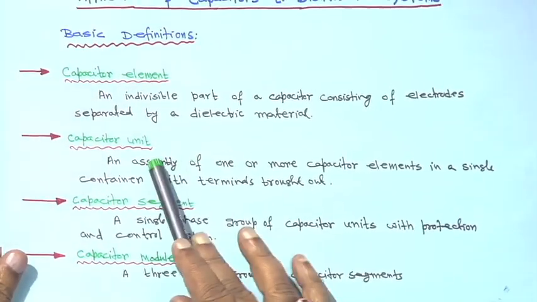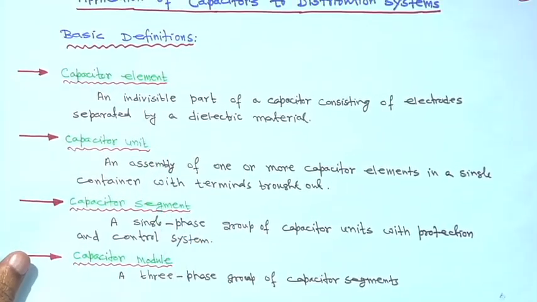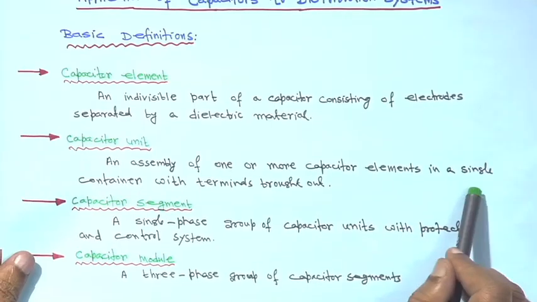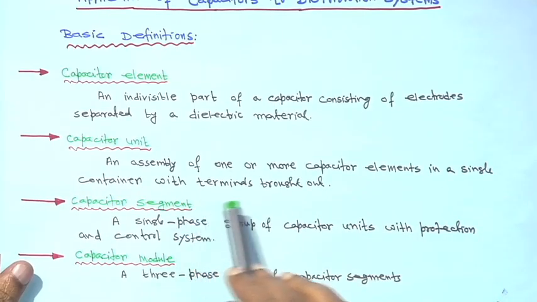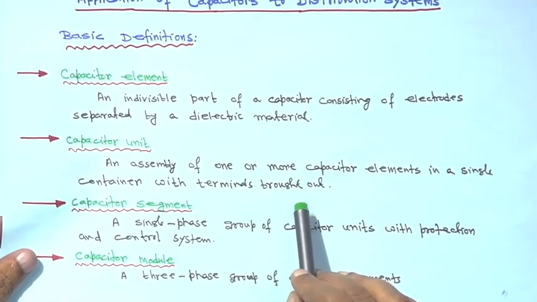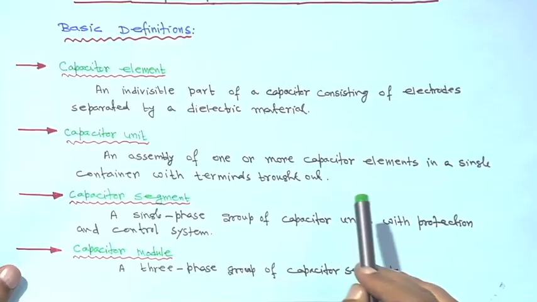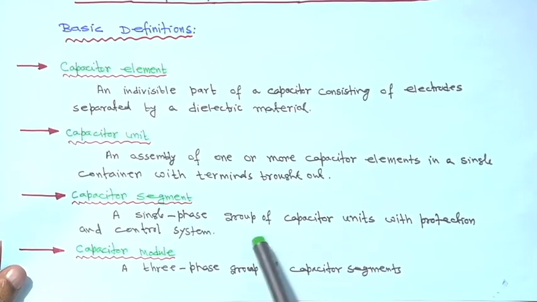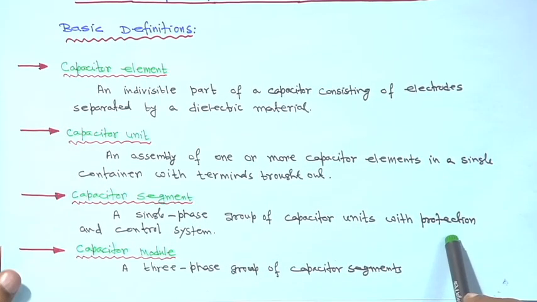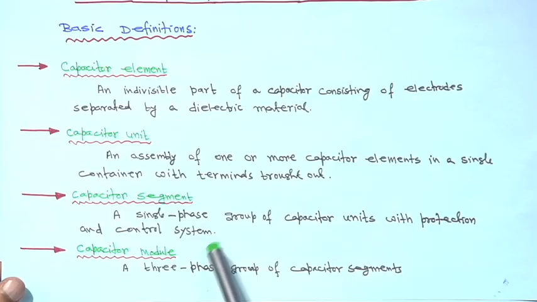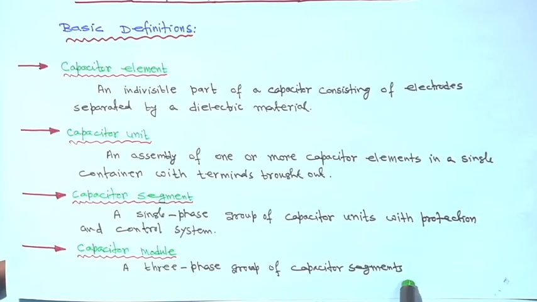And next is the capacitor unit, an assembly of one or more capacitor elements in a single container with terminals brought out. This also you might have seen. Then the capacitor segment, a single phase group of capacitor units with protection and control system, and the capacitor module, a 3-phase group of capacitor segments.